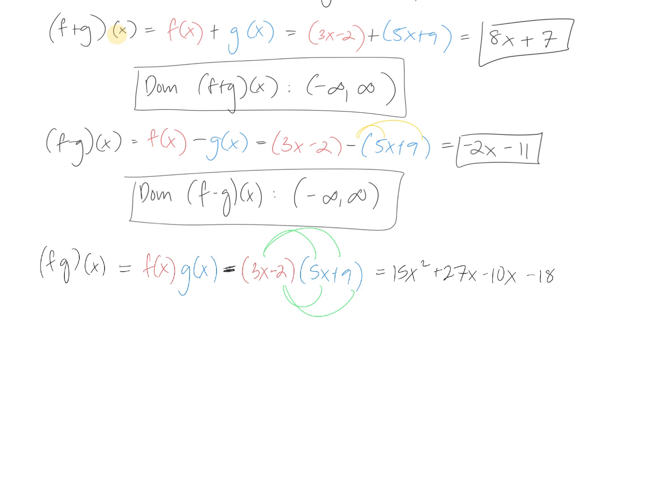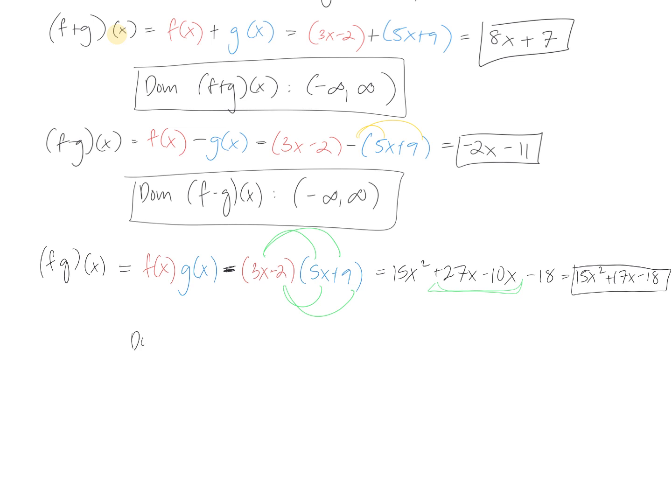Can we simplify? Yes, these two are like terms. We can go ahead and simplify, and that's going to end up equaling 15x squared, let's see, plus 17x minus 18. Okay, and we're done there.